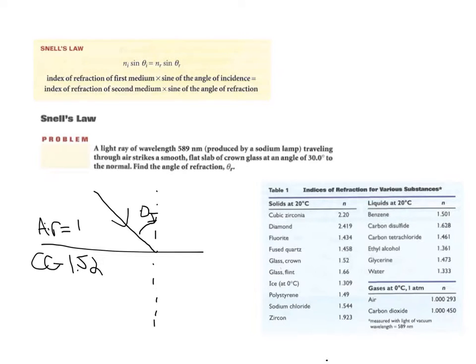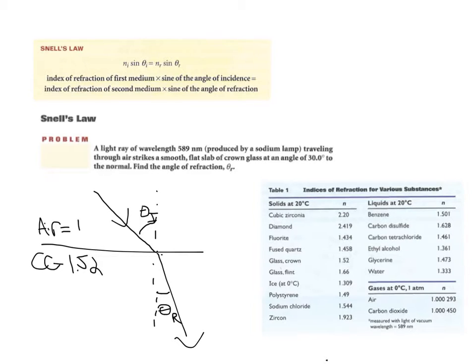Okay, so we now think, is light going to bend towards the normal or away from the normal? Well, since it slows down in crown glass, fast to slow goes towards, right? FST, freaky science teachers. So that's going to be towards the normal. So this is theta R, which is the angle of refraction.